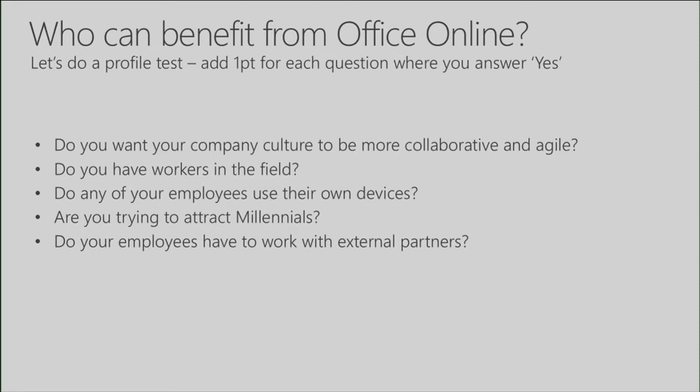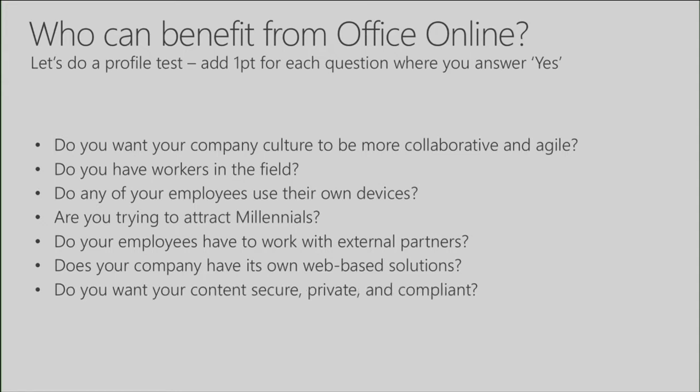Do you work with external partners? You might have the latest and greatest Office 365, but if you're working with external partners, you're not sure what they're going to have. You can share with them with confidence, and they can actually get access to the latest Office 365 when they're collaborating with you. Do you have your own web-based solutions? Office Online integrates great with any of your own line of business web applications. We don't have a session here, but we do have a whole extensibility API and program around that that folks can look at. And last, do you want your content secure, private, and compliant?